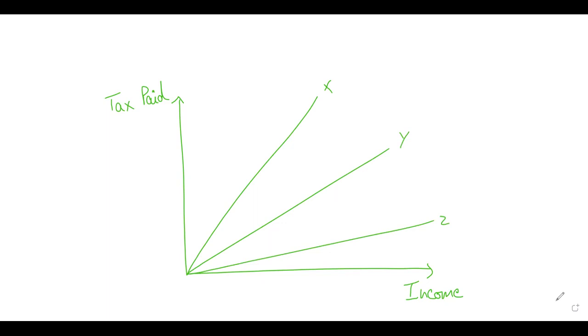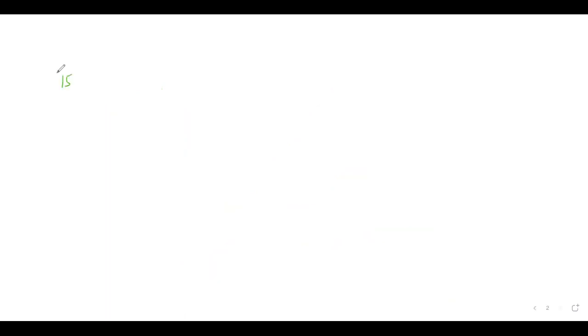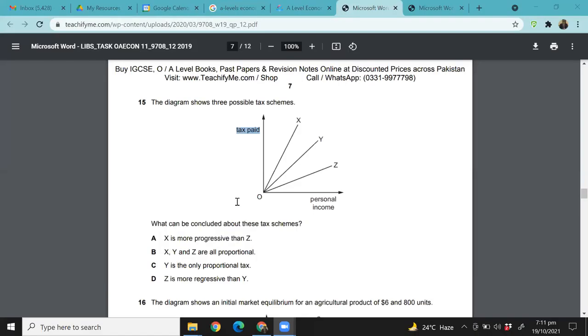So let's write this down. For 15, we think A is the answer. We'll go back and check if that is correct or not. Lines from origin are progressive, downward sloping is regressive. Yeah, that's correct. Okay, now let's move on.